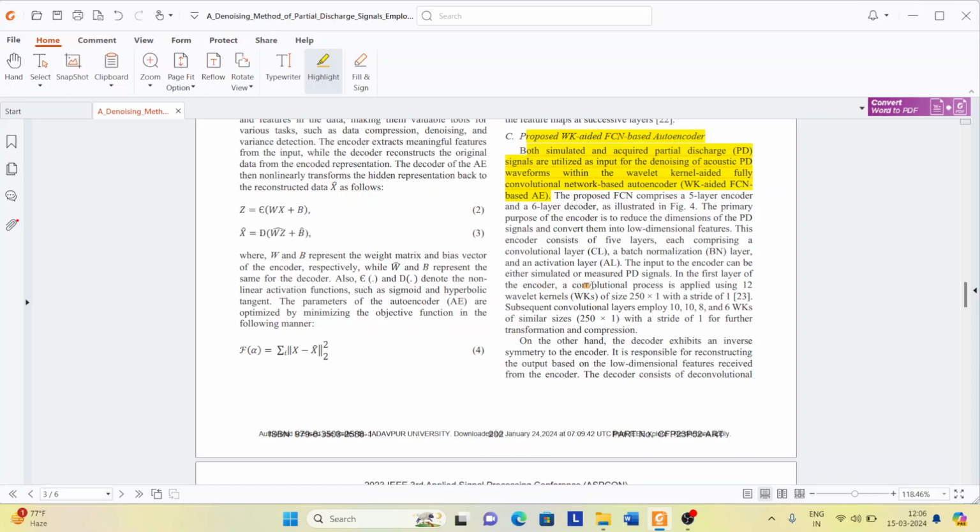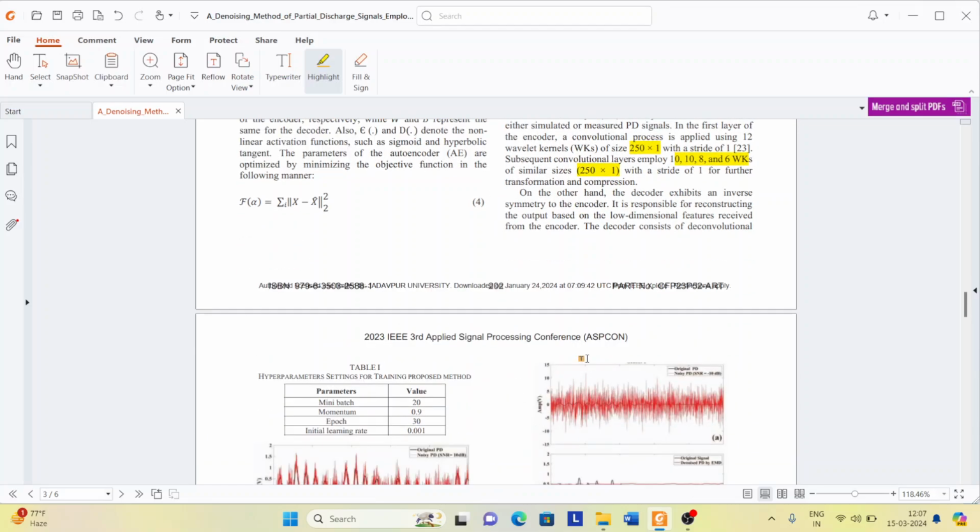In the first layer of the encoder, a convolutional process is applied using 12 wavelet kernels of the size 250 by 1, and the subsequent convolution layers use 10, 8, 6, 8 and 6 wavelet kernels of the similar size 250 by 1, with a stride of one, followed by the transformation function.